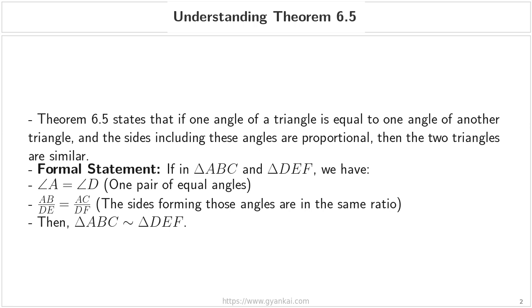If both of these conditions are met, the equal angle and the proportional sides, then we can conclude that triangle ABC is similar to triangle DEF. We use this tilde symbol to denote that they are similar. In the next slide, I'm going to break this down into a step-by-step process so you can see exactly how to apply this during a geometry problem.